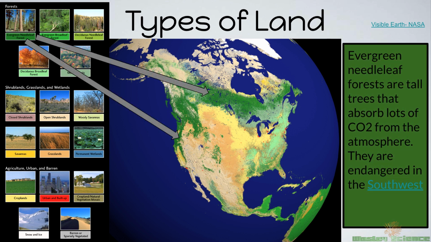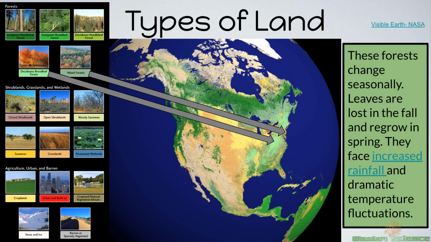The first type of land I want to focus on is this dark green area called the evergreen needle-leaf forest. These are the tall trees that you see in Star Wars, in the Endor moon with the Ewoks, these tall redwood forests. These guys soak up so much carbon dioxide from the atmosphere, and they are endangered in the Southwest. What's happening is a lot of them are being cut down.